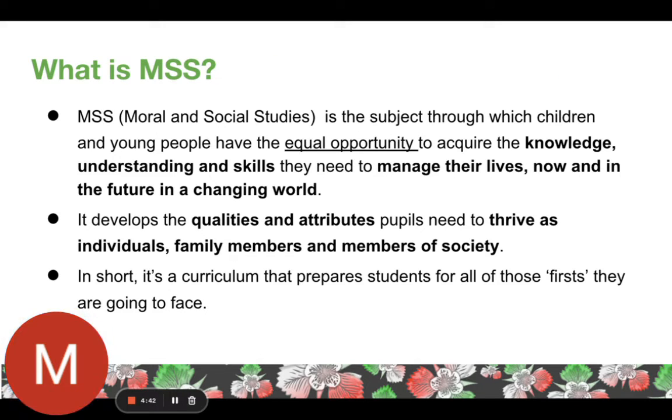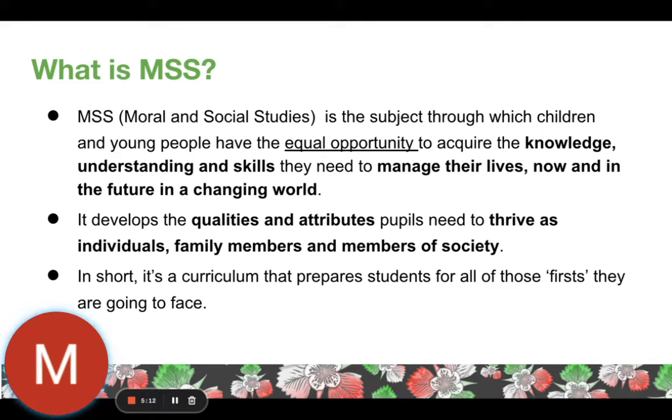So what is MSS and how does it work? Well, MSS education prepares for life today and tomorrow. What we teach in the classroom will help our pupils foster lifelong aspirations, goals and values. With this in mind, MSS isn't just another school subject. It is a chance to give every child and young person an equal opportunity to develop the skills and knowledge they need to thrive now and in the future.